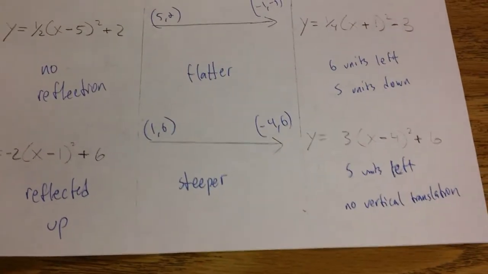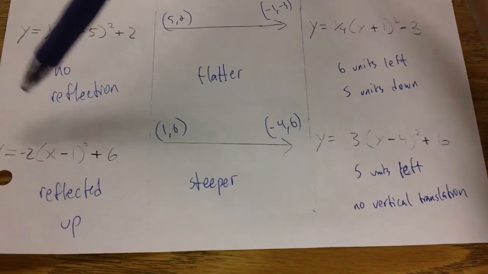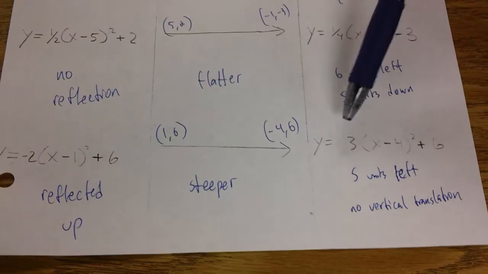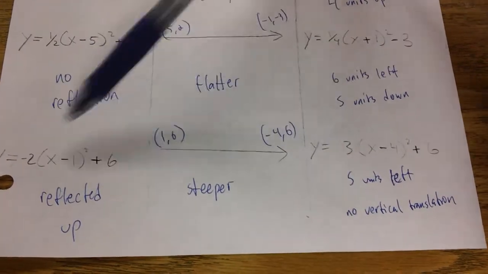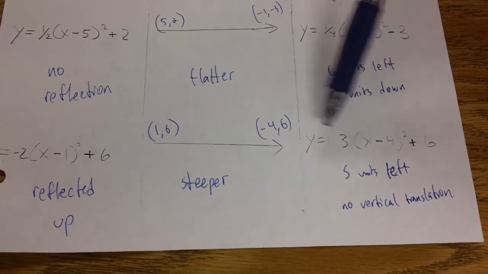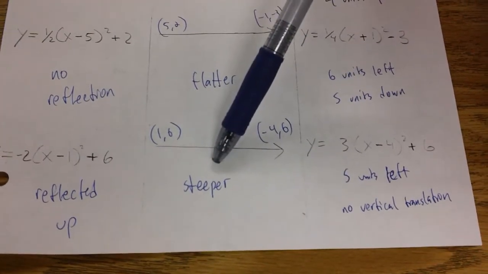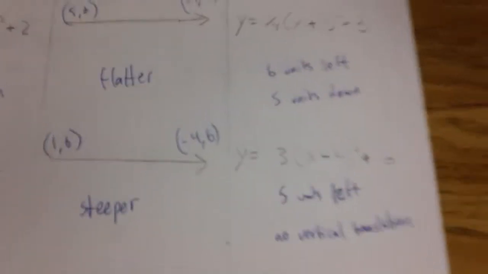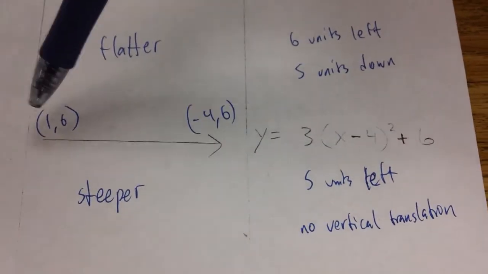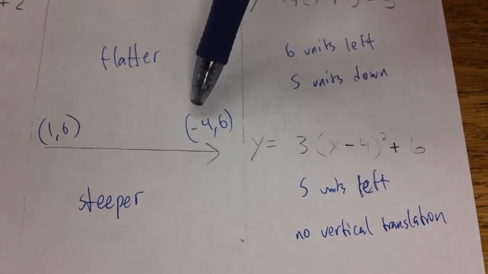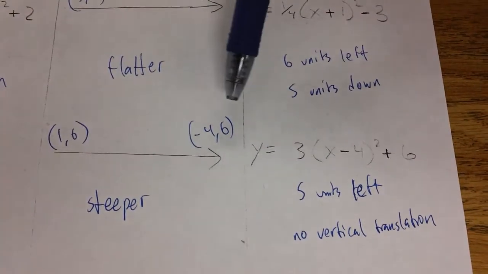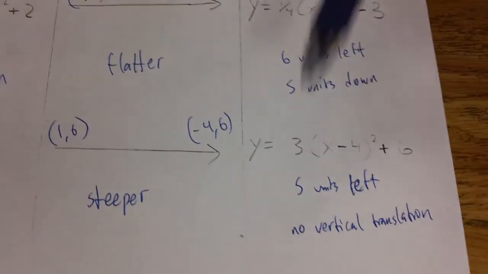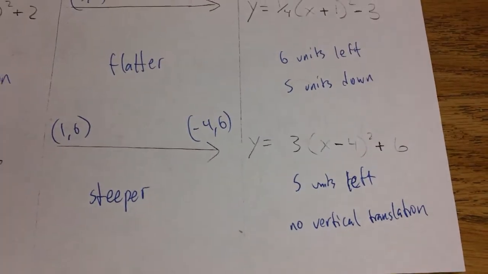And on the last problem here, we see that it goes from a negative to a positive, therefore the graph got reflected upwards. And then it went from a 2 to a 3, so therefore the graph got steeper. And then in terms of the vertex, it went from +1 over to -4, so that's 5 units to the left. And then in terms of the y value, it went from 6 to 6 and it stayed there, so that means there was no vertical translation. Let's take a look at the back side.